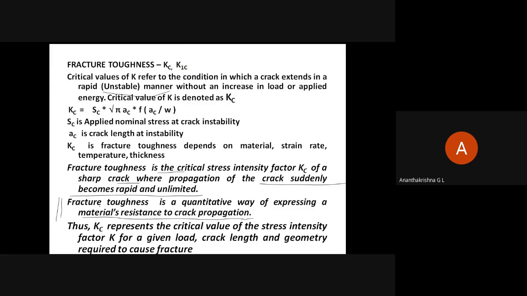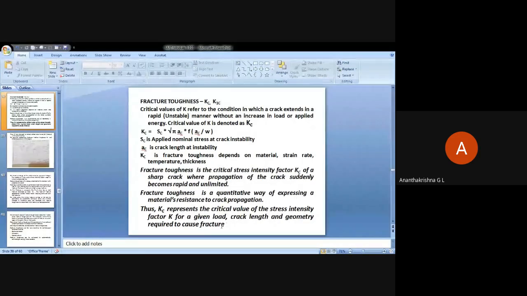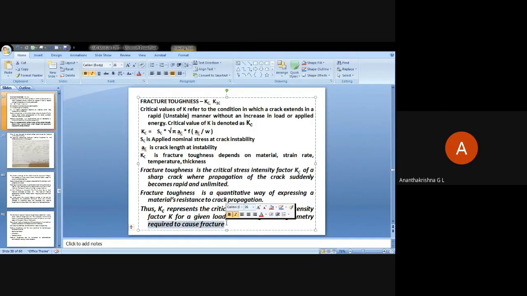Then what does this critical stress intensity factor represent? It represents the stress intensity factor K for a given load, crack length and geometry required to cause fracture. So whenever the fracture is occurring, the stress intensity factor is called the critical stress intensity factor.